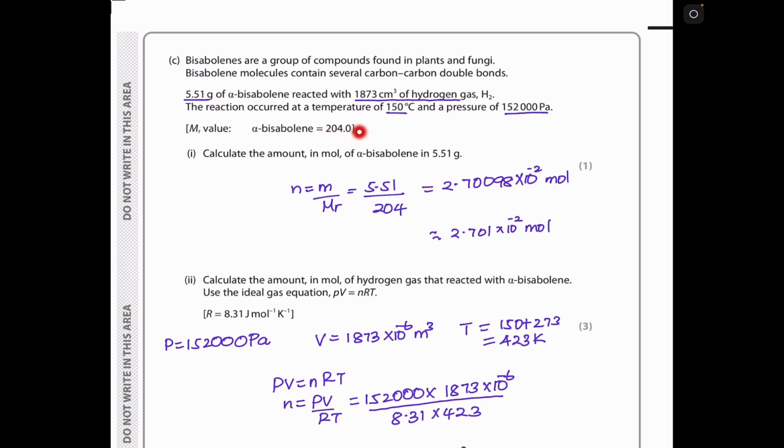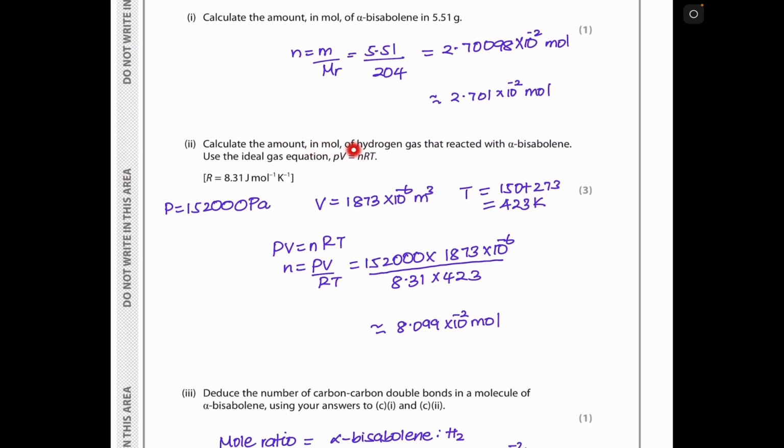So they've given us the molecular mass. They say calculate the amount in mole of alpha bisabolene in 5.51 grams. Number of moles should be mass divided by the molecular mass, which is given here, and we get 2.70098 times 10 power negative 2, rounding off to 2.701 times 10 power negative 2 mole.